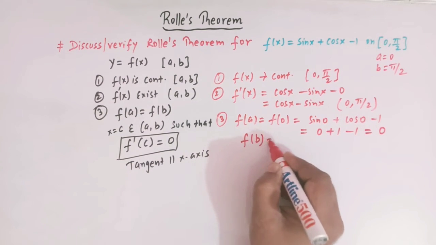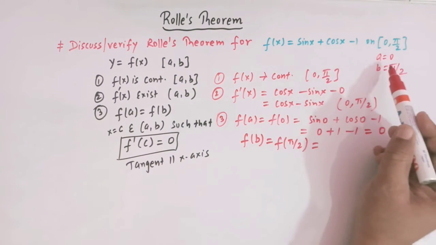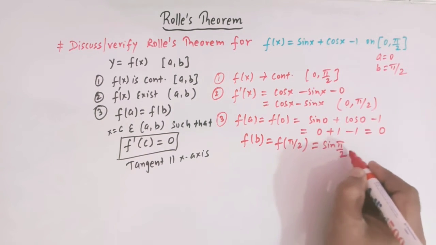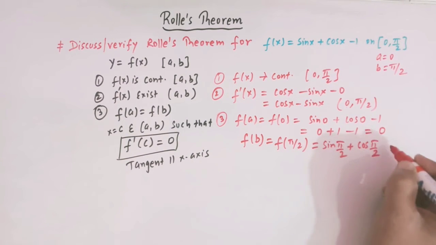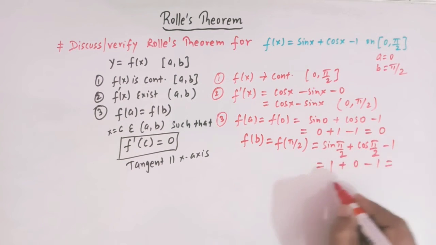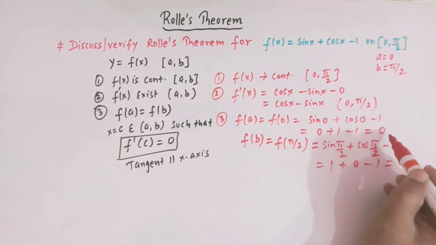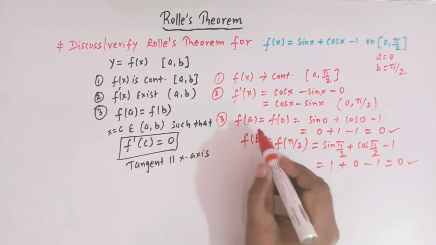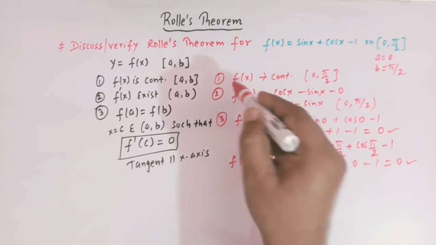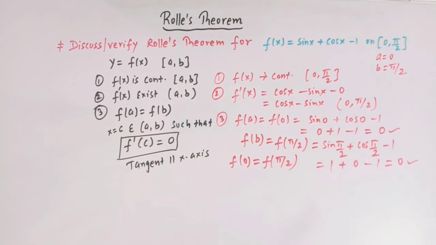And f of b is f of pi by 2. Again we take x is equal to pi by 2. So we have sin pi by 2 plus cos pi by 2 minus 1. Sin pi by 2 is 1, cos pi by 2 is 0, and this is minus 1. So 1 minus 1 is 0. So we see that f of 0 is 0 and f of pi by 2 is 0. So f of 0 is equal to f of pi by 2. So the three conditions of Rolle's theorem are satisfied by this function in this interval.